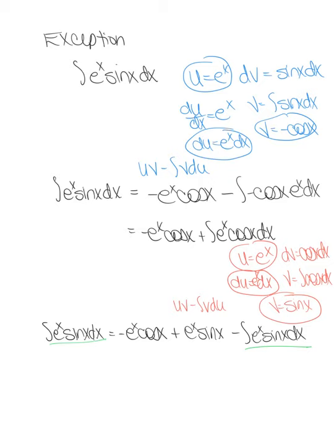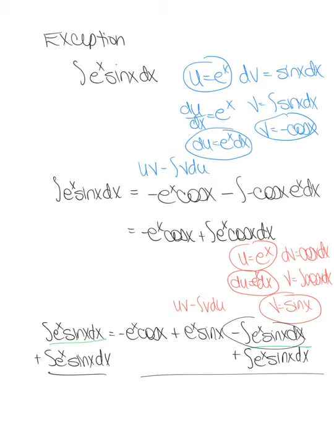I want to move this negative e to the x sine of x over to the other side, and so I can do that by adding an e to the x sine of x with respect to x, and I can do it, since it's an equation, as long as I'm doing it to both sides. Now, when I do that over here on the right, it's going to go away, and I'm going to get 2 times the integral of e to the x sine of x dx is equal to a negative e to the x cosine of x plus e to the x sine of x.